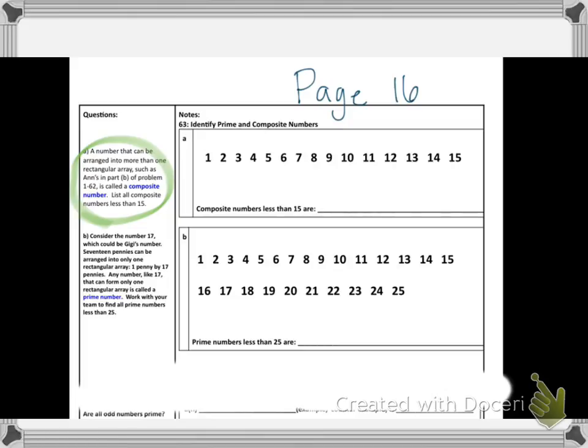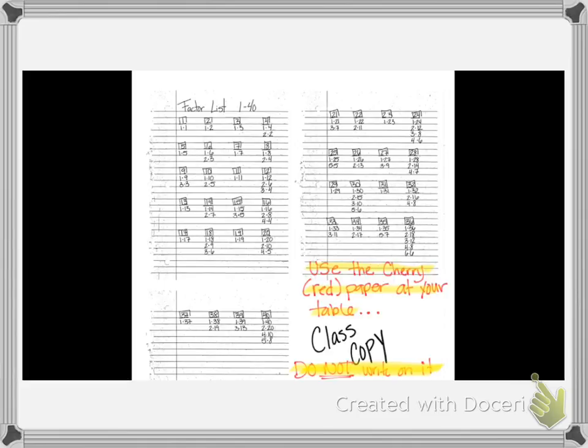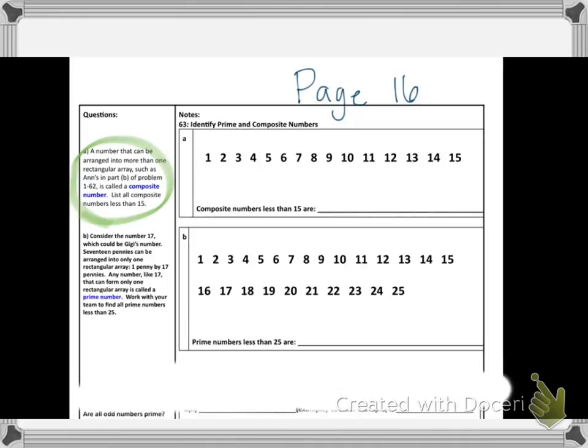So again, take a look at your cherry sheet. Now we are dealing with the numbers 1 through 15, and we need to find all of the numbers that have more than one rectangular array. So looking at that cherry sheet, 1 is not going to work, and 2 is not going to work. 3 also will not work because there's only one way to get to those numbers. 4, however, is a composite number because there are 2 different rectangular arrays we could make, 1 times 4 or 2 times 2. Because of that, on our note sheet, we're going to go ahead and circle the number 4.